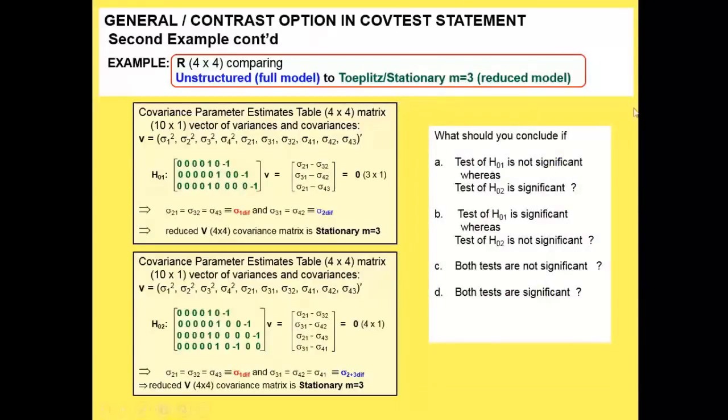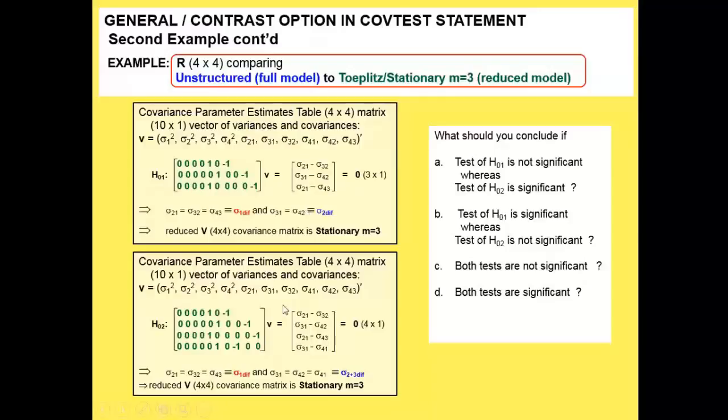But let's look at these 2. Suppose I call this hypothesis 0,1. Suppose I call this hypothesis 0,2. And suppose it turns out that the first test is not significant and this test is significant. And I have a question. What would you conclude? Suppose you do both these tests. You want to use this feature to try to come up with some conclusions about the correlation structure. Suppose you do both these tests, and this one is not significant, but this one is significant.